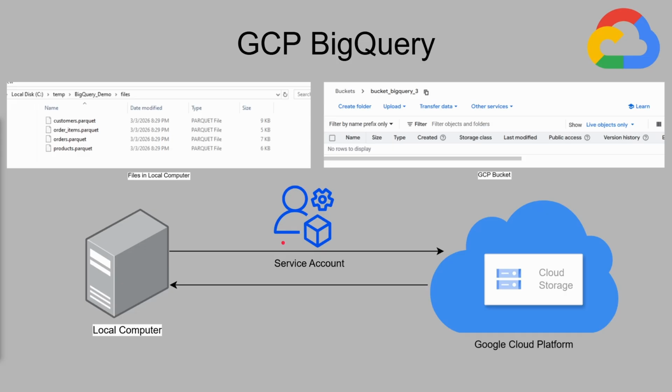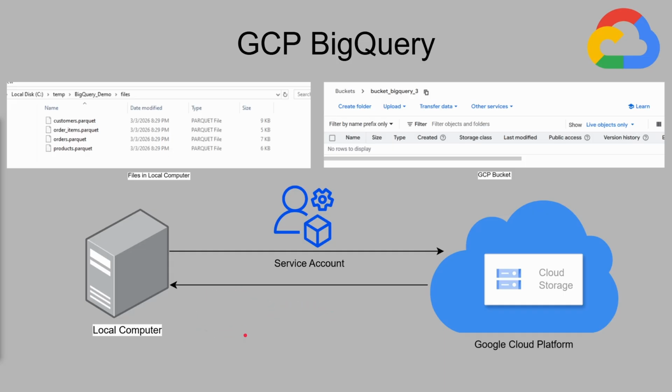The key to this automation is the service account. Think of it as a digital identity for your script. Instead of using your personal login, the service account uses a secure key to tell Google Cloud, hey, I have permission to put these files here. This allows our local machine to communicate directly with Google Cloud Platform without any manual clicks. By using this method, we can schedule uploads or trigger them whenever new data arrives. It's secure, fast, and professional.